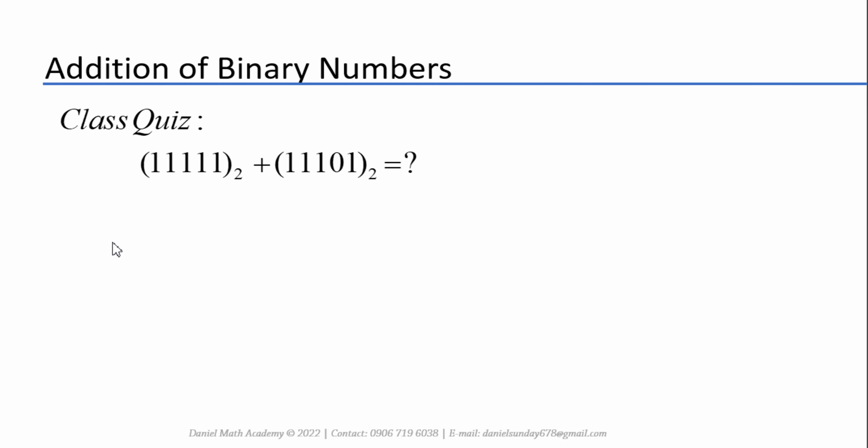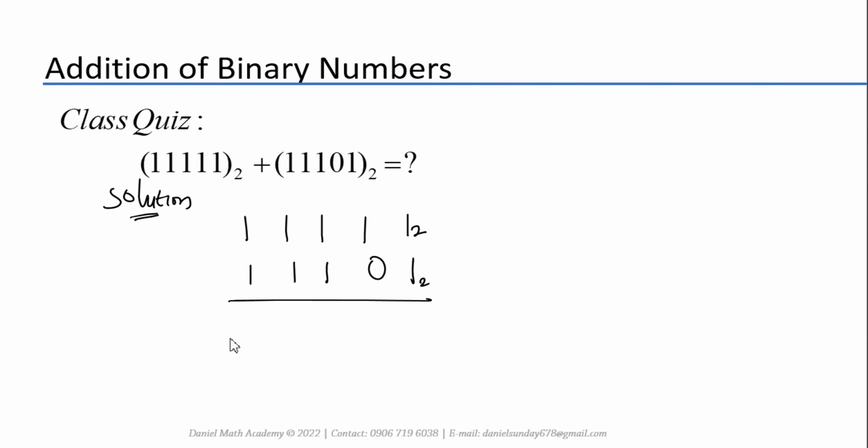I hope that you are done with your solution now. Let's solve it together with you. So, the solution to this problem. Let's write out the question: the first number has 5 digits, and the second number also has 5 digits. Both are in base 2.